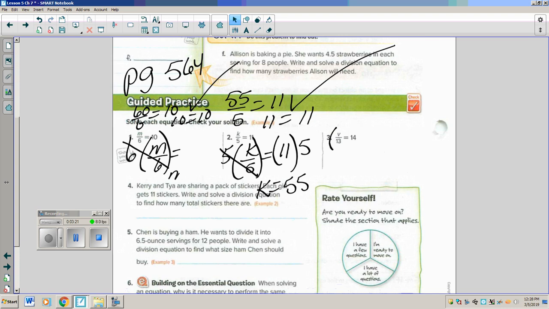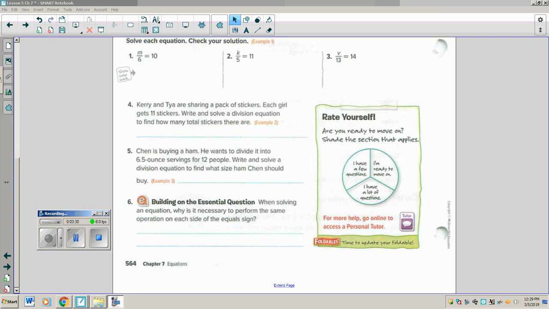Number 3, the same thing. You're going to multiply both sides by 13. I don't have to do that one right now. I think the hardest part about this lesson will be the word problems. Take your time, figure out what you're going to be dividing. Figure out what you're going to be dividing by.